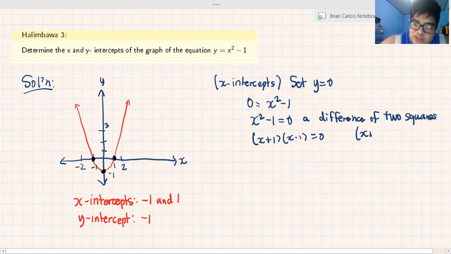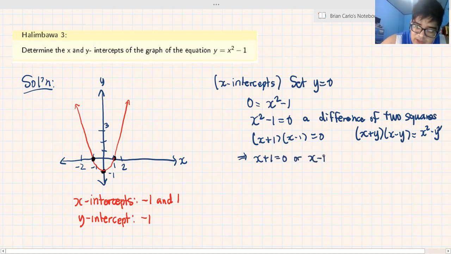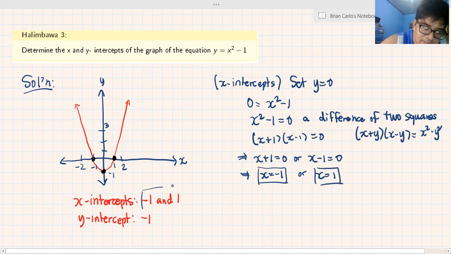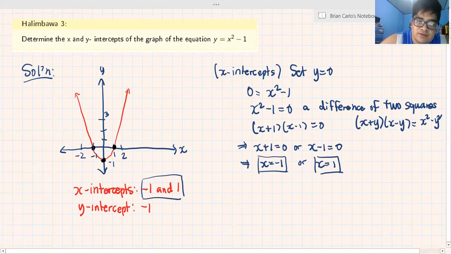Kung naalala nyo, x plus y, x minus y is equal to x squared minus y squared. Yan ang difference of two squares. Yung 1, yun yung y dito. So, magiging this implies that x plus 1 is equal to 0 or, lalagyan ng or, x minus 1 is equal to 0. This implies that x is equal to negative 1 or x is equal to positive 1. Sino yan? Sino tong dalawang to? Ito yan. Tama?